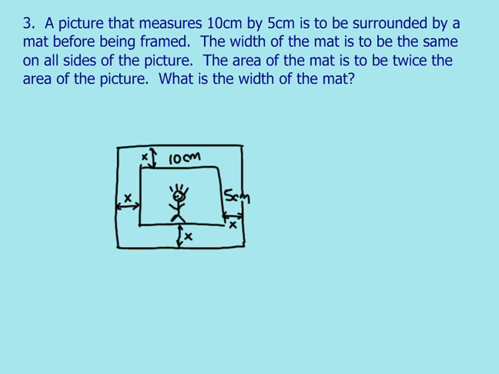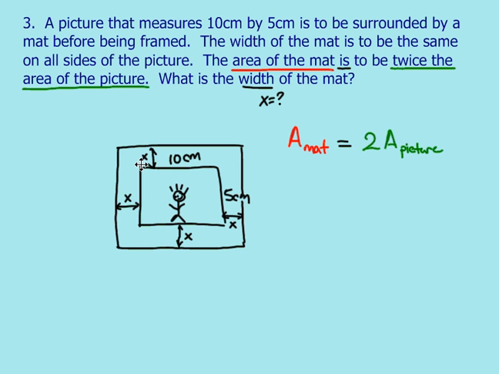Here's where we start making our equation. So they've given us a hint now. The area of the mat. I'm going to start creating my equation: area of the mat equals twice the area of the picture, so 2 times the area of the picture. We're basically decoding, and you want to know what the width is. In other words, what is x? So you're solving for x.